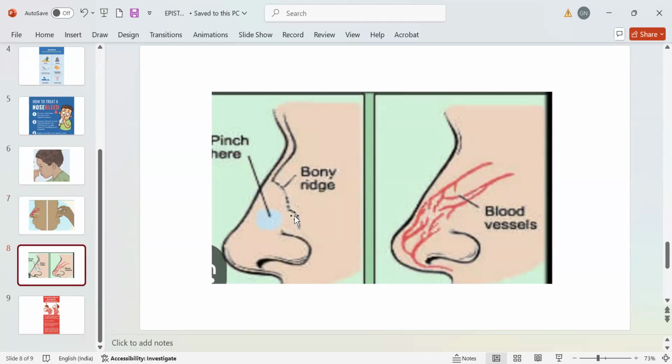Yeah. This is a bony part. Bone ends here. Everybody touch your nose and feel. Feel where the bone ends. Here the bone ends and here the soft tissue comes. Touch your nose, everybody, and tell me what is the difference. What is the difference here? Anybody tell me?